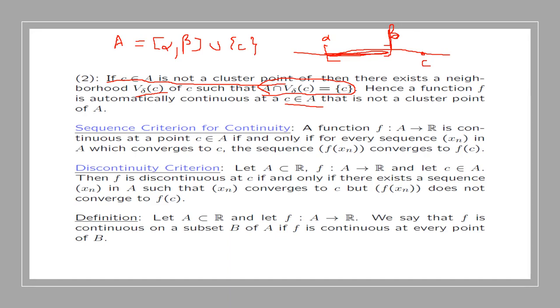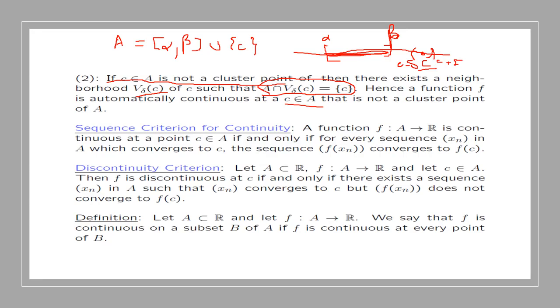Then you see C is not a cluster point of A. Why? Because I can take a neighborhood here of C which contains no other point of A except C itself. Call this C minus delta, and this point here will be C plus delta.